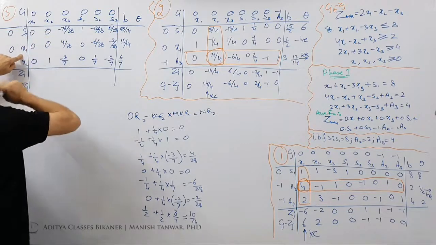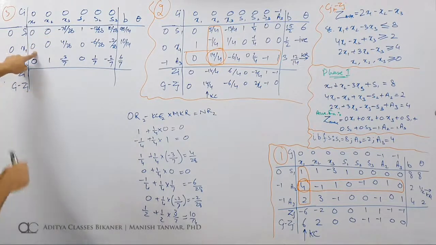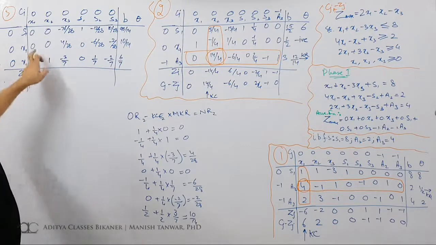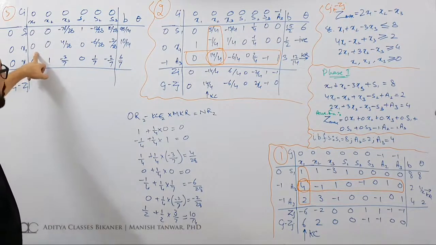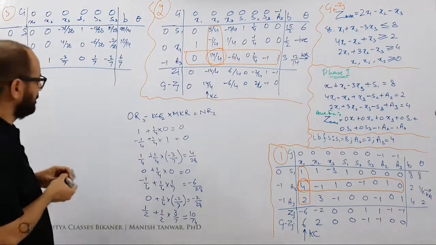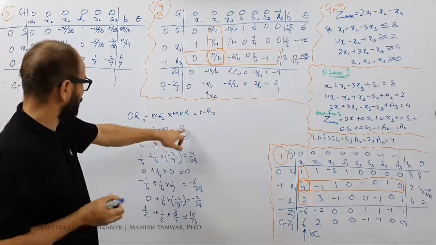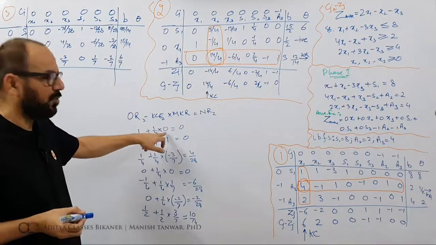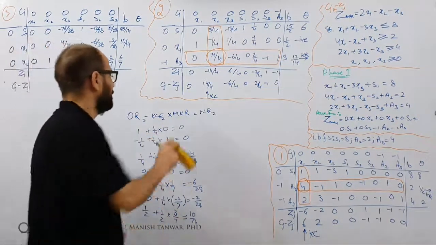X1, X1, we have done something wrong. X1, X1 should have been 1. So we catch it that something is wrong. X2, X2 is 1, everything is 0. So something has gone wrong in second column. We'll have to check it once again. What was this? Here we have. Okay, it is not 1. It is 1 plus 0. So this should have been a 1.